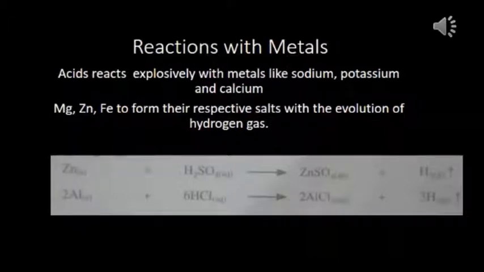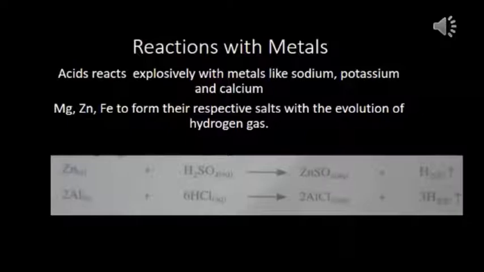So let's start our topic. Today we are going to discuss the physical properties and the chemical properties of acids. As we have discussed the physical properties of acids in our previous slides, now we will discuss the chemical properties of acids. The first chemical property of acids is their reaction with metals.